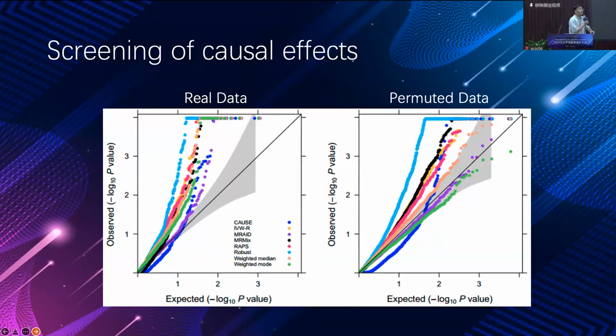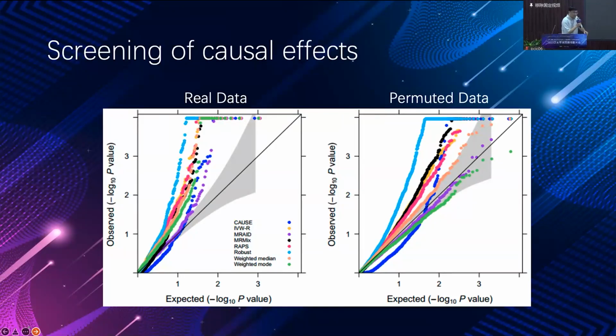In the left panel, we can see the QQ plot. The purple color is the MRID method. It first follows the diagonal line and then goes up. For other methods, for example, the RVWR and MR-Mix, they deviate from the diagonal line very early, so there may be some inflation. And for the CAUSE method, at the beginning, it's deflating.